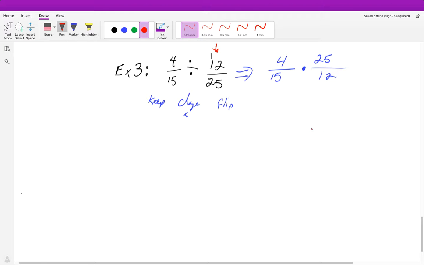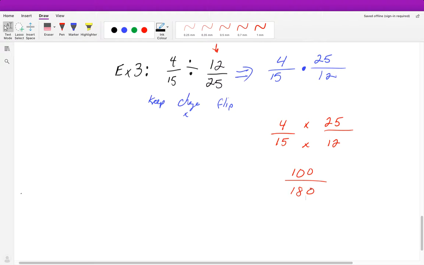All right, so now we can go ahead and multiply across just like we did before. So we can do 4 over 15 times 25 over 12. And then 4 times 25 is going to give me 100, and 15 times 12 is going to give me 180.